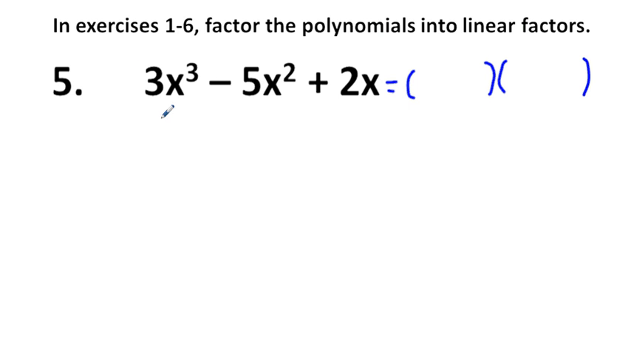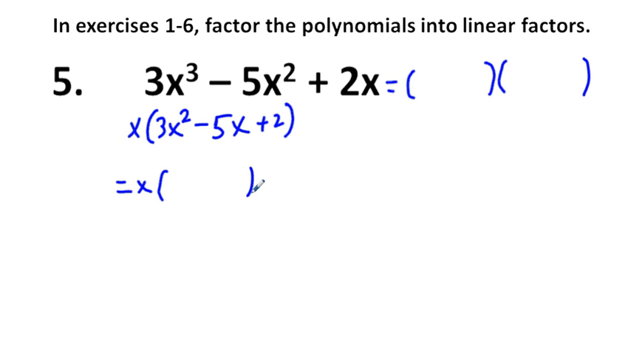We have x in each one of these terms, so we're going to have x times quantity 3x squared. What times x equals 3x cubed? Well, 3x squared. Minus what times x equals negative 5x squared? Well, that'd be minus 5x. And then finally, what times x equals 2x? Well, that's going to be plus 2. And then we're going to factor out this part here.